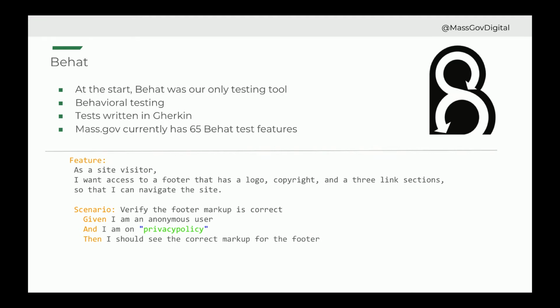But basically, it has features, scenarios, and given, when, then. Very simple. We had about 65 features now in Mass.gov. And we could have about 5 to 9 scenarios, depending on what it is and everything. So basically, this was our first testing tool we had in the release process.